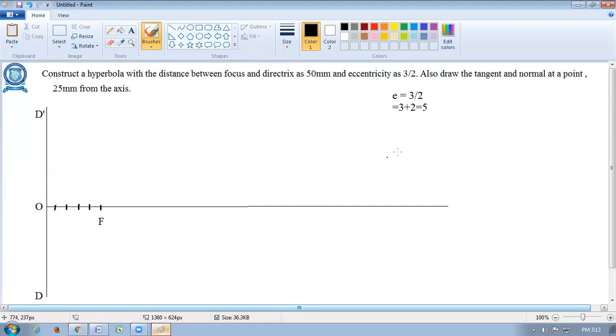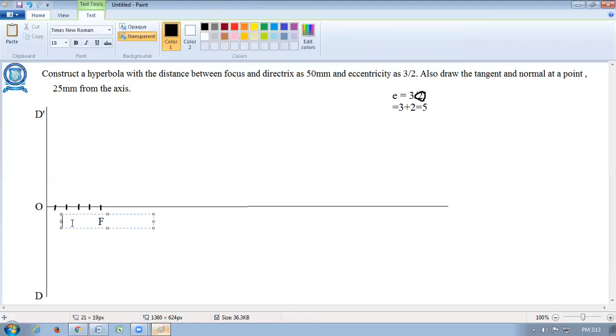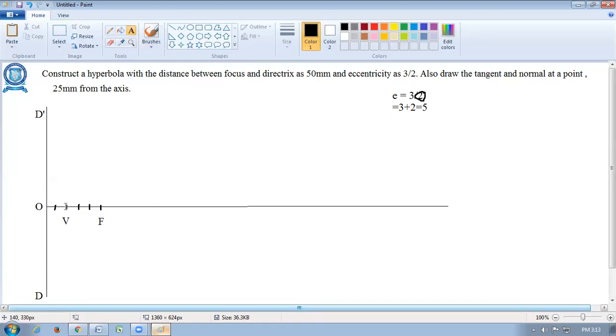The procedure is we have to consider the denominator in the eccentricity value. Here the denominator in the eccentricity value is 2. So we select the vertex point as 2 from the directrix. 1, 2. This is the vertex point. Mark it as V.